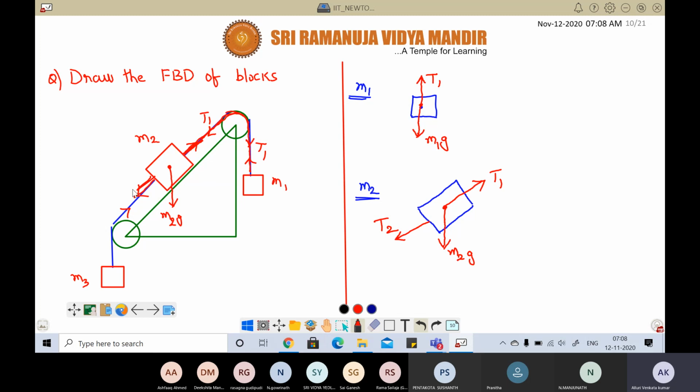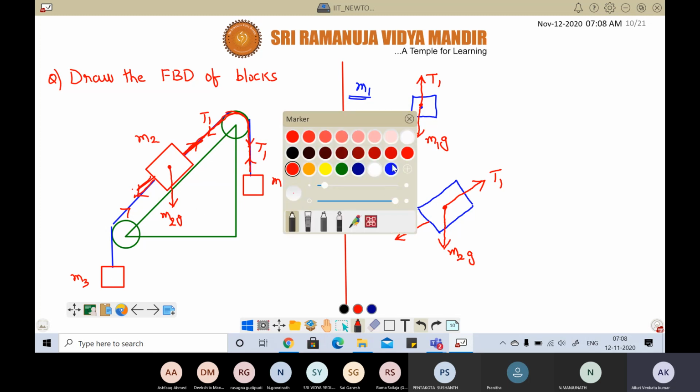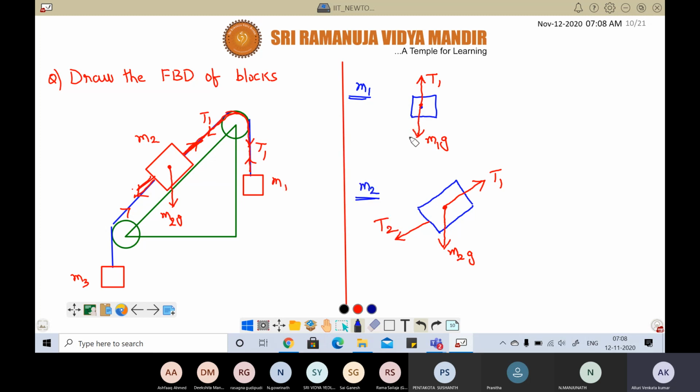After that we have the M3 block. But one more force is there on M2. What is that force? Apart from these three, the normal force, correct. The normal force, which is perpendicular to the contact surface, is a pushing force. The inclined surface will push the block away. Therefore this is called the normal reaction.